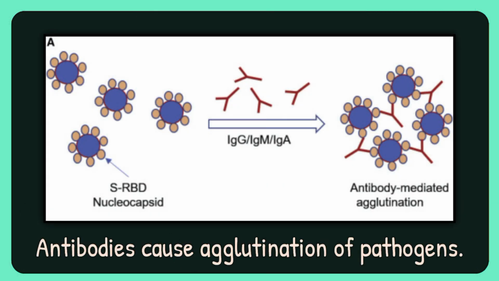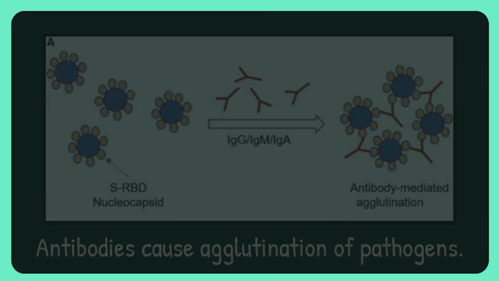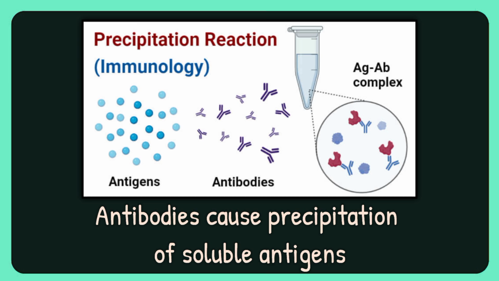Antibodies can make pathogens clump together, a process called agglutination. By cross-linking multiple invaders, they form clumps that are much easier for phagocytes to engulf and remove. Antibodies can also precipitate soluble antigens. They bind to these antigens to form insoluble complexes, which phagocytes can easily remove. This is especially important for detoxifying circulating toxins and microbial products.